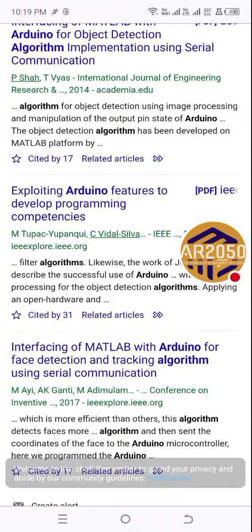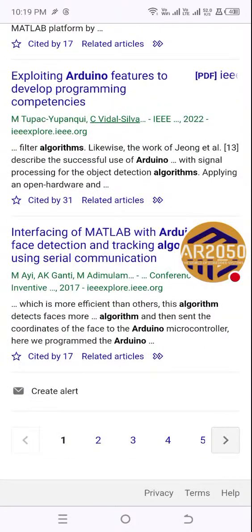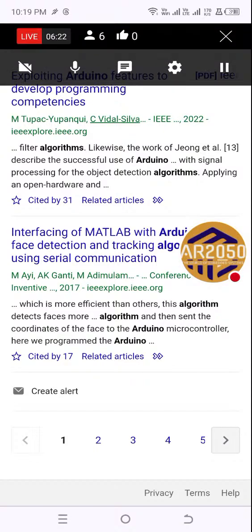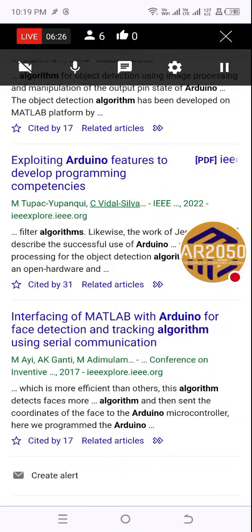Exploiting Arduino features to develop programming. Interfacing of the MATLAB with Arduino for face detection and tracking algorithm using serial communication.